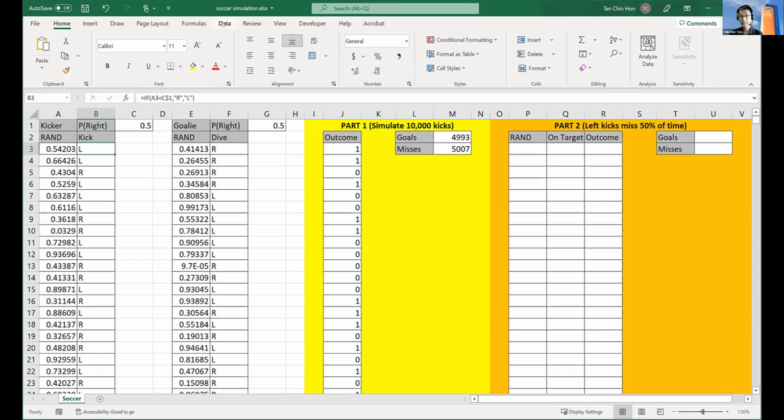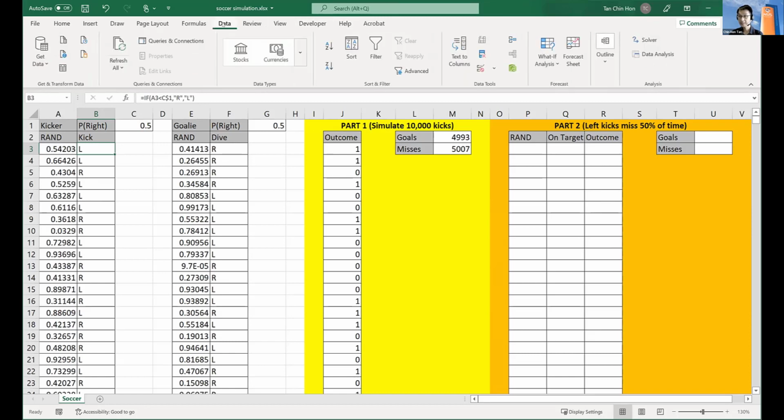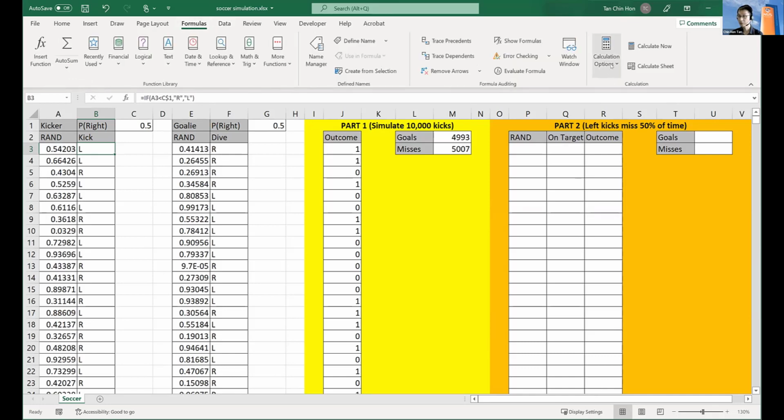The other reason is, if you go to your formula, you want to come to your calculation options. You want to make sure that your calculation options are automatic as well. If it's manual, then it will not automatically calculate. So those are probably the two reasons if you see that your values are all left or all right. It should actually have a 50% probability of kicking left and a 50% probability of kicking right. Okay, I hope that helped to solve that problem.